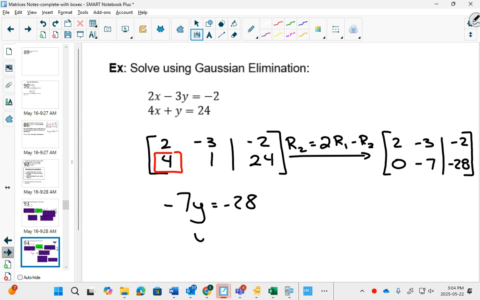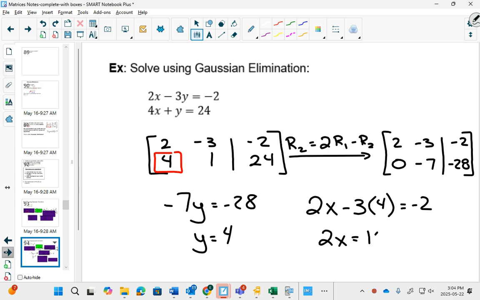And so we can divide by 7, and y is equal to 4. Then we can go to our first equation, which was 2x minus 3y, and we now know y is equal to 4, is equal to negative 2. So 2x is equal to, add 12 to that side, 10. X is equal to 5. Just check. Is 10 minus 12 negative 2? Yes. Is 20 plus 4 24? Yes. It works.